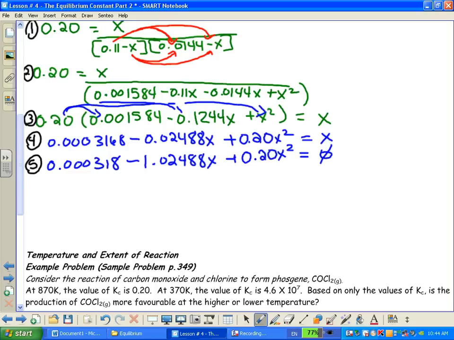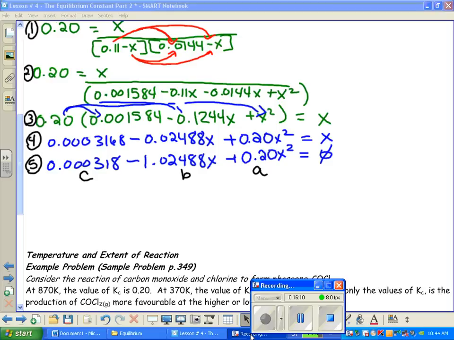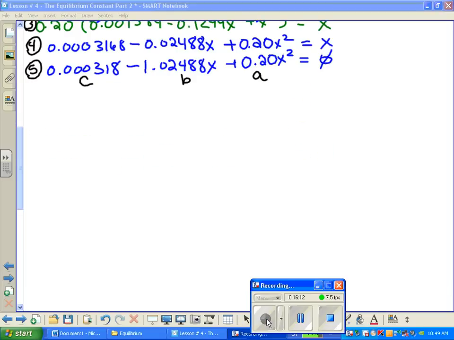So now we've set it up, so this would represent your C, this would represent your B, and this one would represent your A. So now you have everything you need to plug into your quadratic formula. So I'm running out of room. I'm actually just going to extend the page so that we have more room. So if you're running out of room, maybe you want to get another piece of paper.